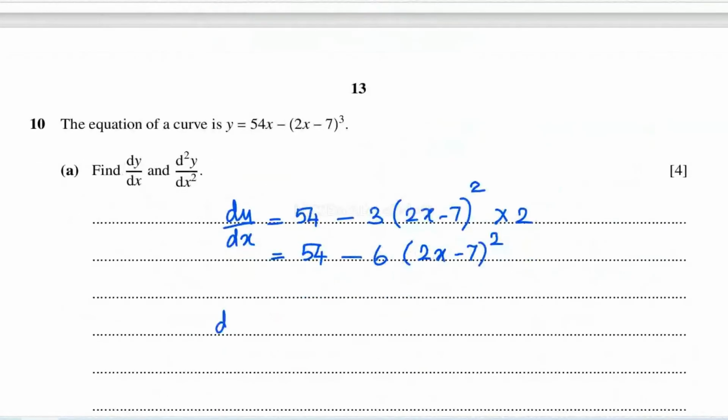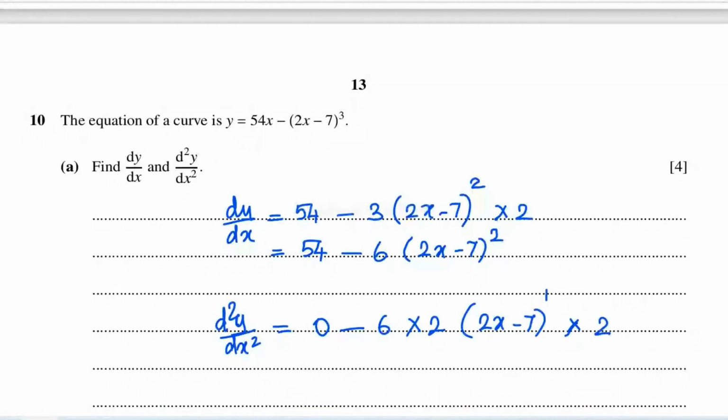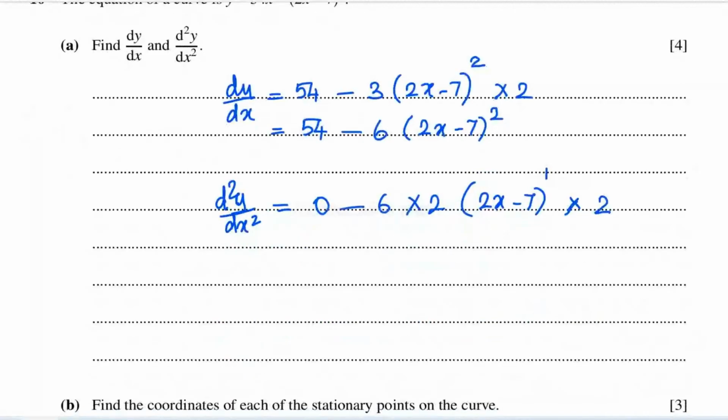Next, d square y by dx square. On differentiating the constant 54, we'll get 0 minus 6 multiplied by 2 multiplied by 2x minus 7 the whole power 1. Next, we need to differentiate the terms inside the bracket, so which gives 2. Negative 24 multiplied by 2x minus 7.